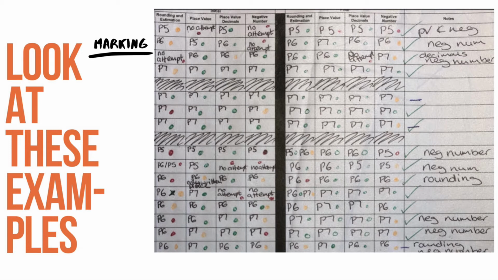This is how I would mark a snapshot. So on the left hand side, I've got my class list with all the names. And then along the top, I've got the benchmark aspects. The black line down the middle just shows the gap between the initial and the final snapshot. So what I'll do in the initial snapshot is give each pupil a level for each area. So P5, P6, P7, depending on which questions they answered.